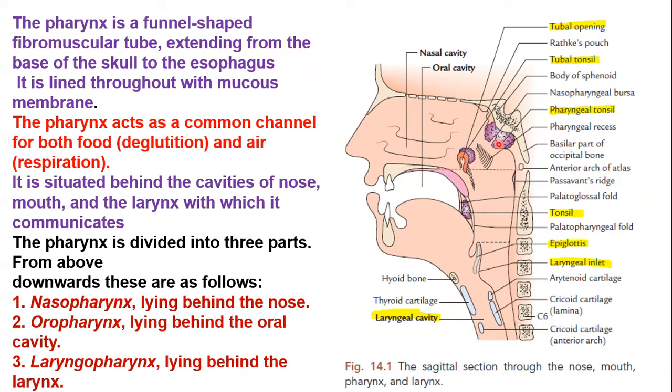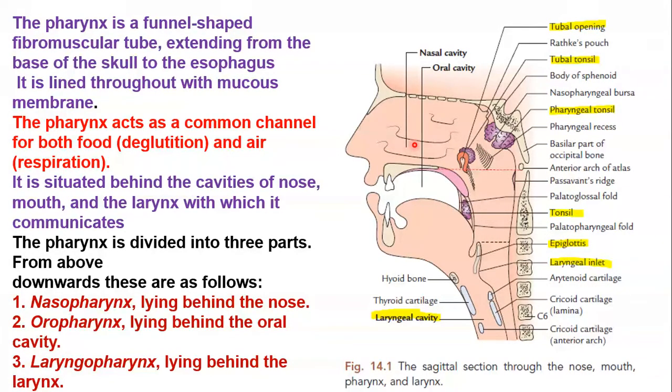You can see this is the pharynx, which extends from this bone, which is known as the body of the sphenoid bone, down to C6, which means cervical 6 vertebra. Up to this level, this structure is known as the pharynx. The pharynx is divided into three parts.